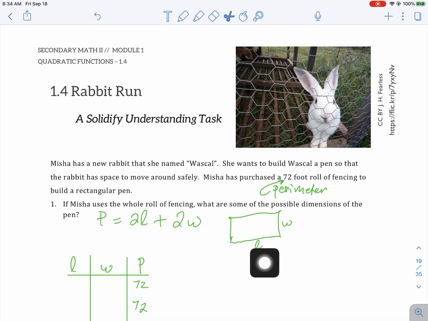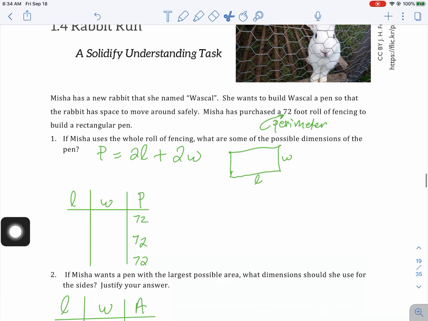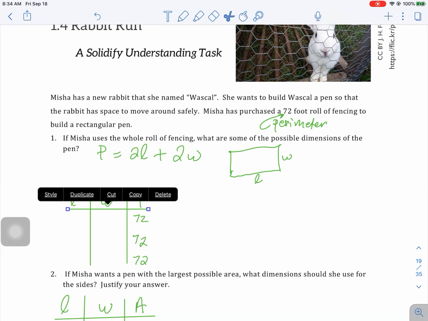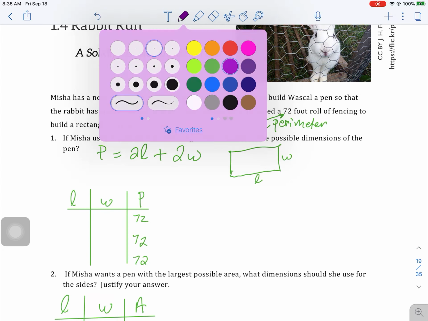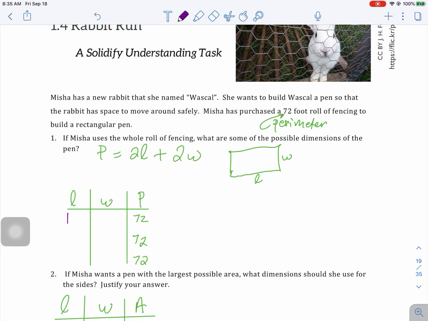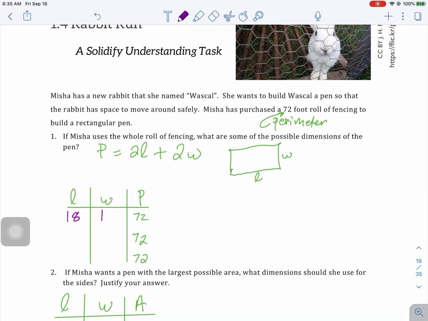The pen is rectangular. I labeled length and width, so the perimeter is 2 times the length plus 2 times the width. And one way to do this is a table. We know we need to end up with 72. So let me just change this. Okay, and so let's try 18. 2 times 18 is 36. 36 plus 36 is 72.